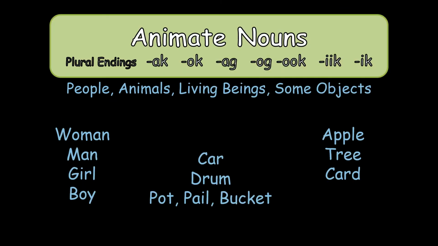Here's a list of the animate nouns that are included in our 20 nouns that we'll be learning. Woman, man, girl, and boy. And certainly we know that those are animate. But also we have some objects here: car, drum, and pot, pail, or bucket. An apple, tree, and card. We'll take a look at each of those animate nouns and how they are made into plurals. Remember to repeat out loud after me.